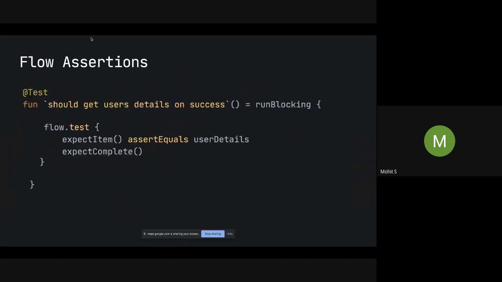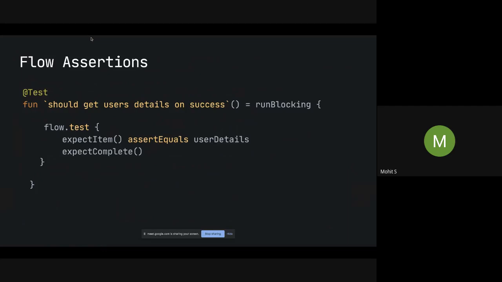So if I were to use this, the use cases that I showed you in this presentation look like this: flow.test, expect item, assert equals. I could do assert equals your details. If it was emitting another item, I could call expect item again, as many times as I want. And if it's emitting an error, I could do expect error, and assert that it's a type of IO exception, etc.